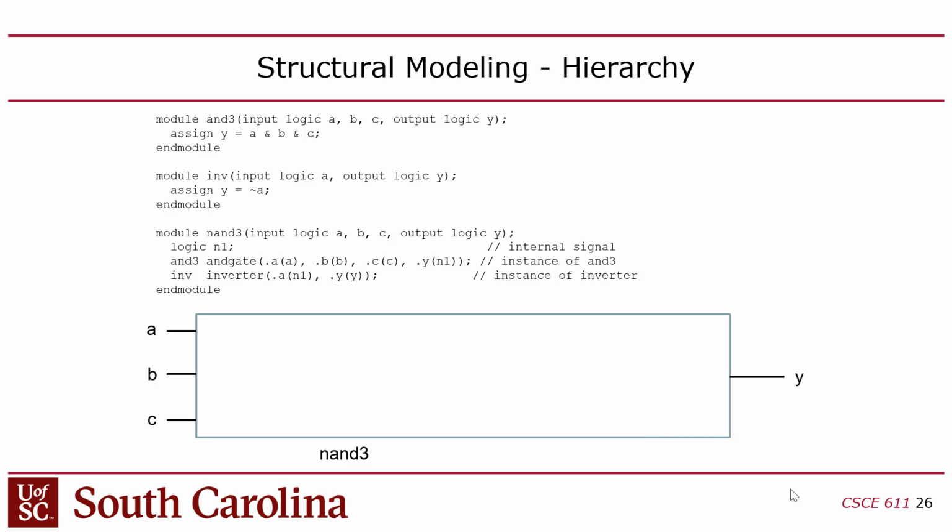So here's an example where we have 3 modules defined. One is called AND3, we've got one called inverter, and one's called NAND3. Normally these would be in 3 different files. You can put them all in one file, but the convention is to have each module in its own file like you would a Java class.